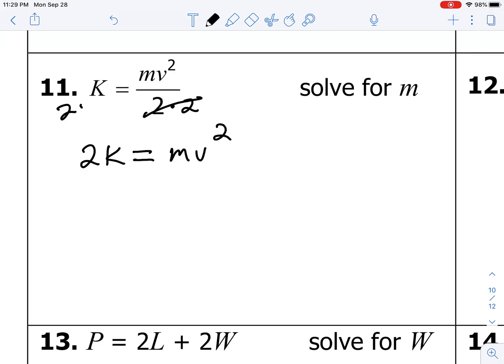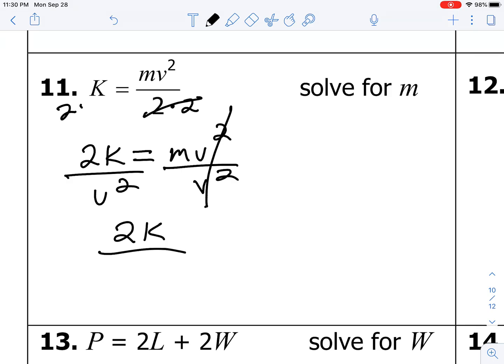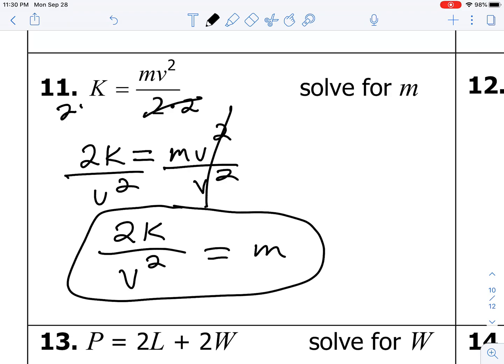All right? Now, we're solving for m. So the v squared is what we need to get rid of. You don't have to square root the v squared because we're not solving for v. We're solving for m. So the v squared is what we need to get rid of. So we need to divide by v squared. That's now gone. So we get 2k all over v squared equals m. M is now by itself. That is our answer.